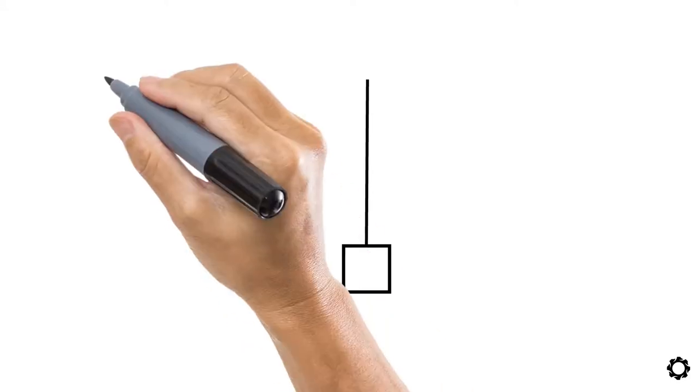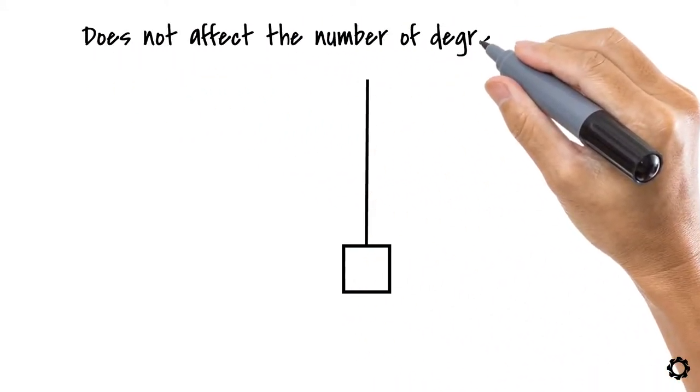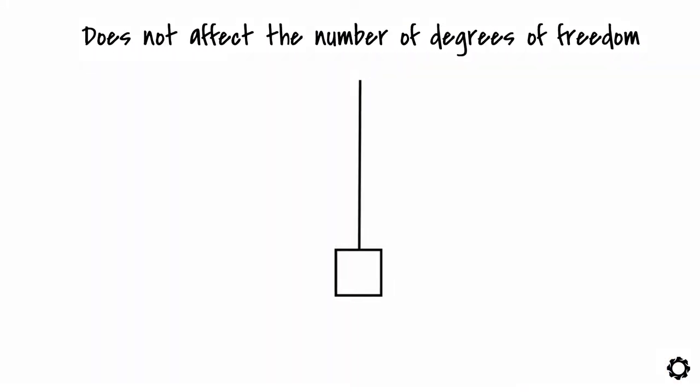Imagine that we want to form a pendulum with this block. To succeed, we need another component. Let's bring a rod, so it looks more like a pendulum. Attaching the rod to the block does not affect the number of degrees of freedom of the configuration. Both block plus rod can still translate in 2 directions and rotate about another.